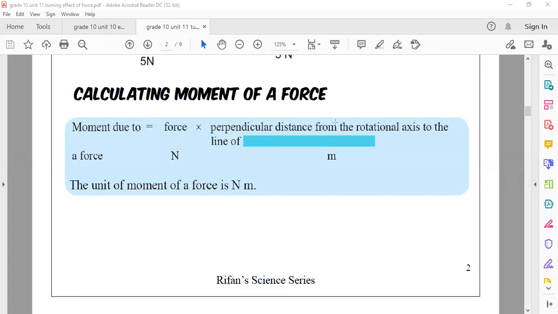So how should it come? Line of action of force. That is how they have written it: line of force of action. So do that small correction there.